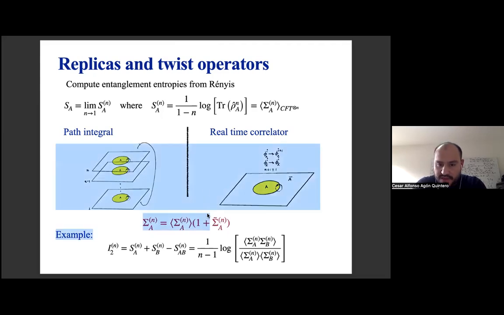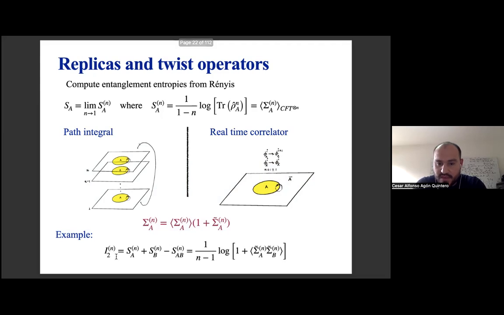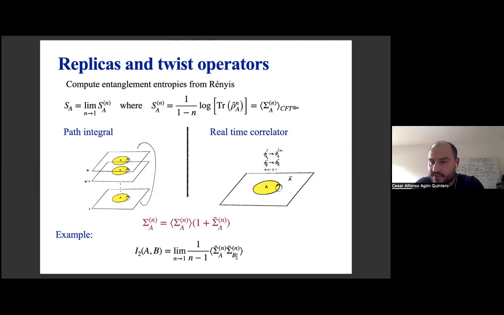And if you do this replacement, then what you get is just the log of 1 plus a correlator. So that means that when taking the n going to one limit in order to get the entropies, or in this case, the mutual information, then you actually get a quite simple formula. You just get that the mutual information is given by the limit of the correlation function of two twist operators, one for region A and one for region B. Okay, so this comes with complete generality, and I have made no assumptions up to this point.